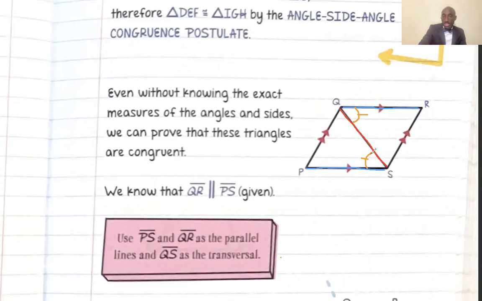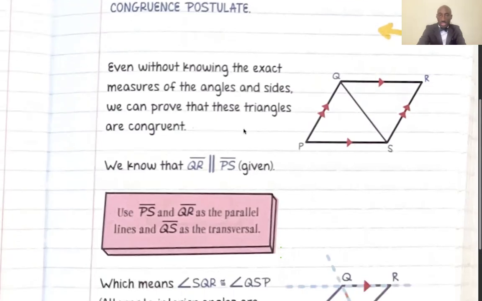We know that this side in between is also congruent because it's a shared side. And then there's one more aspect that we can look at. So let's go ahead and see how they finish this up.